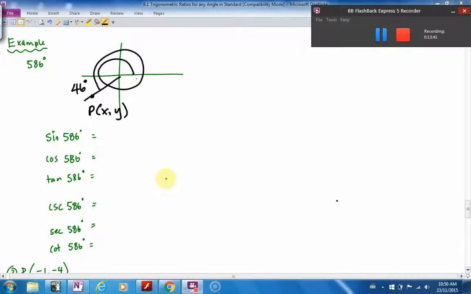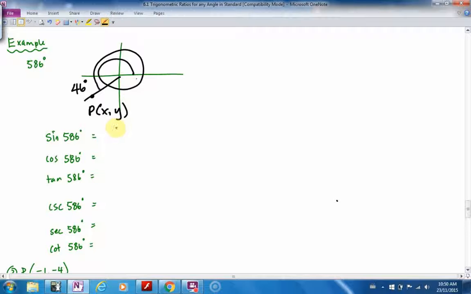What's the sine of 586? Andrew? Andrew Eng? 0.719. Okay, and the cosine of 586, Curtis Bussey? Negative 0.695. And the tan of 586, Pun? 1.03. Okay, and the cosecant of 586, Roxana?